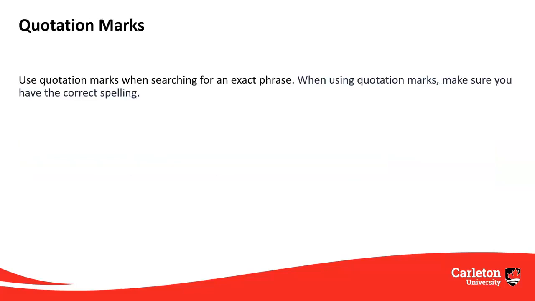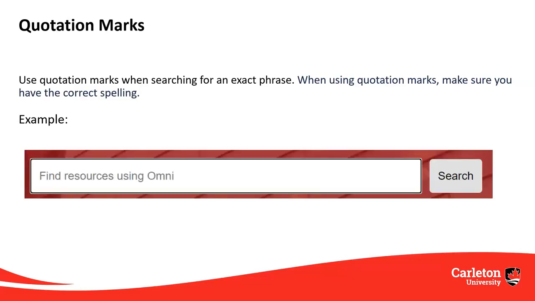Another character that you can use are quotation marks. These help you look for an exact phrase. In the following example, if quotation marks aren't used around university student, it will find certain articles that have those two words right next to each other and have the meaning that I want, but I could also end up with articles that I don't. When using quotation marks, make sure that you have the correct spelling. So in this case, we're looking at university student or post-secondary student in quotation marks.